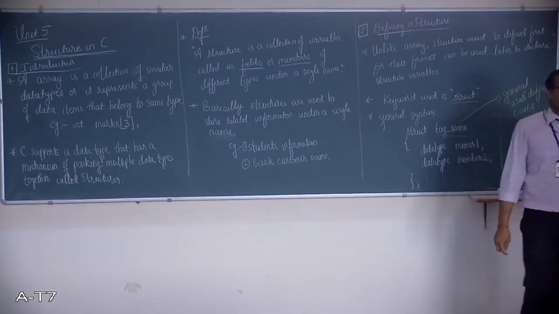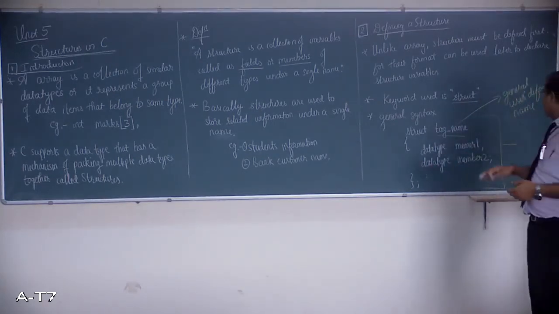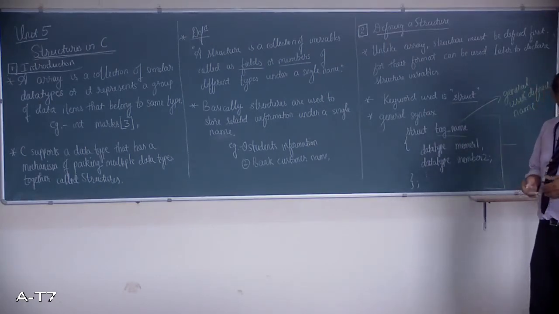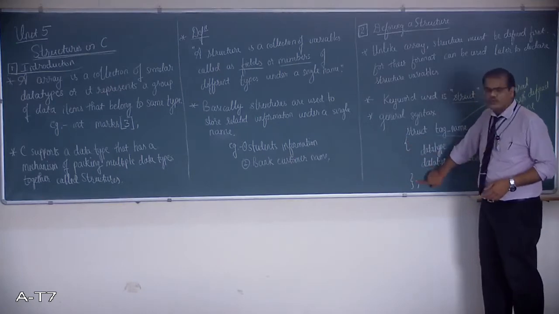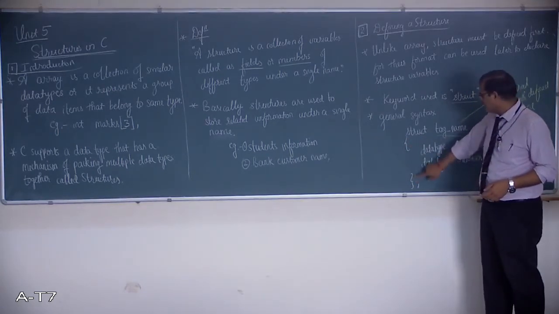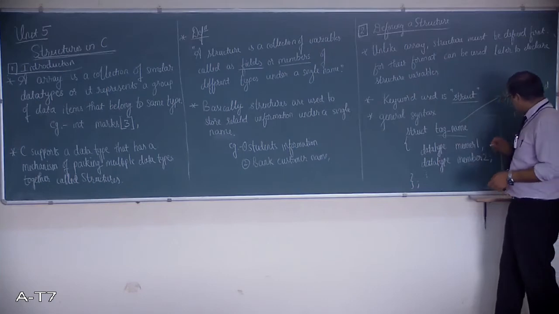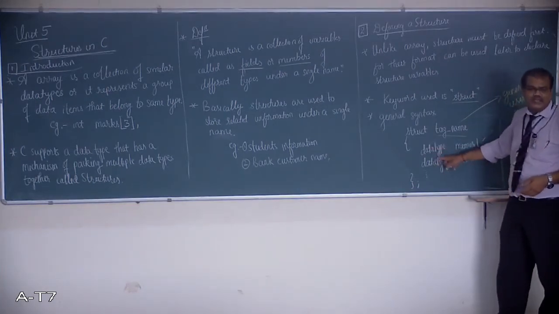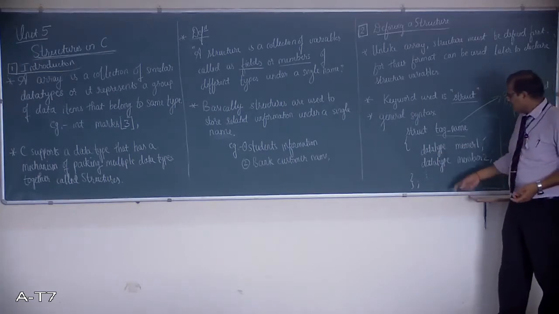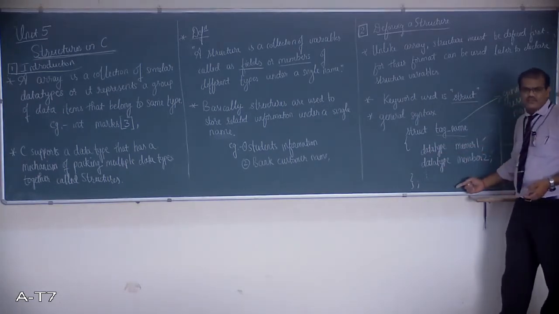The tag name is generally a user defined name which can be defined by the user. Then we have a pair of opening and closing curly brackets. We have the variables, which we call member 1, member 2, and so on. They are individual data types, and they can be different data types. We can have any number of members.